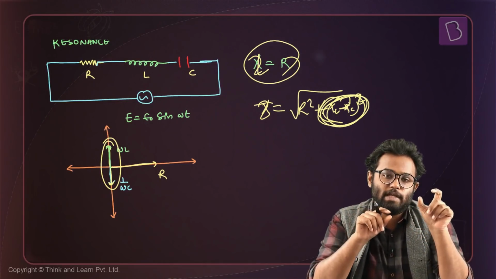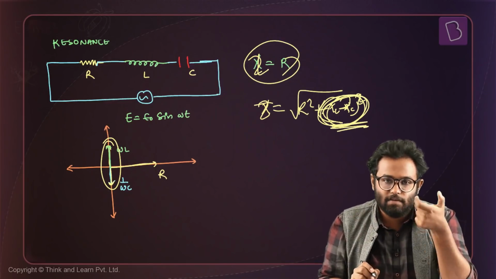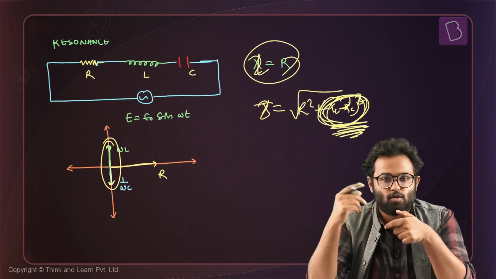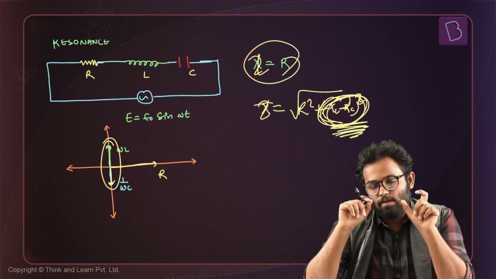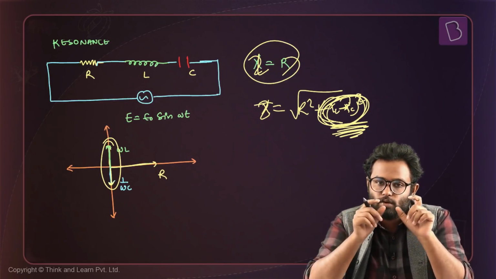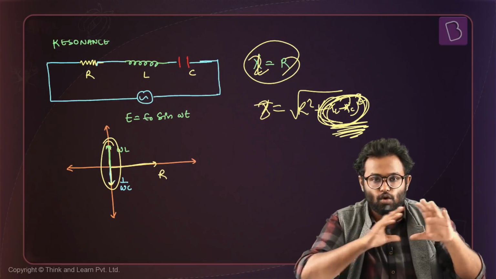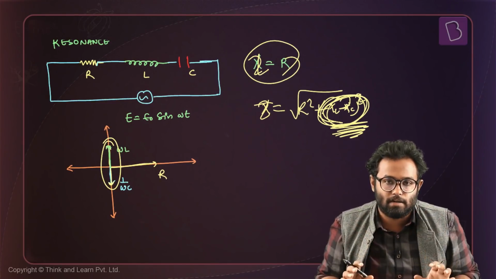So if XL was more than XC, still there will be some factor which will add to this. If XC was more than XL, even then there will be a factor which adds to this because there's a square which is getting added. But if XL becomes equal to XC, it means that there is no extra resistance of sort which is getting added to the resistance of the resistor, right? There's no hindrance provided by the combination of capacitor and the inductor.